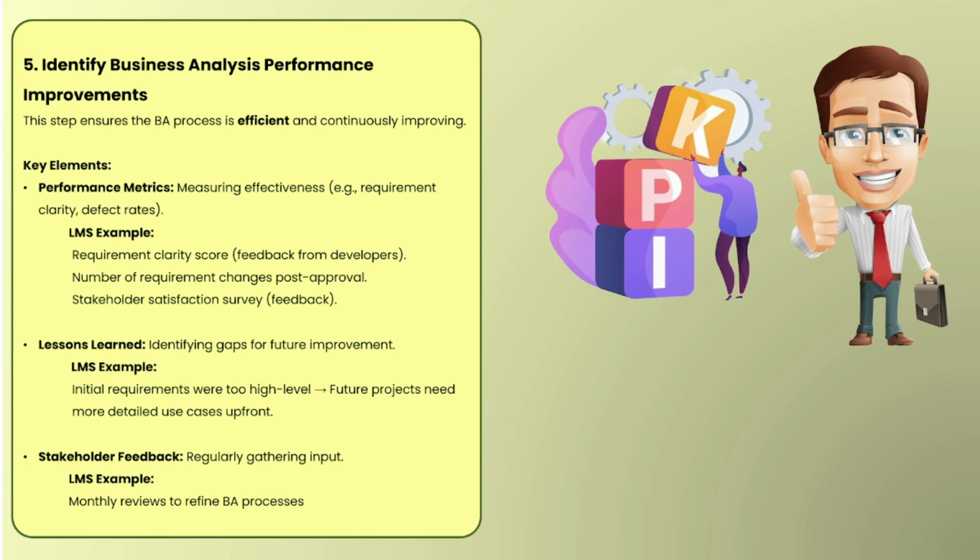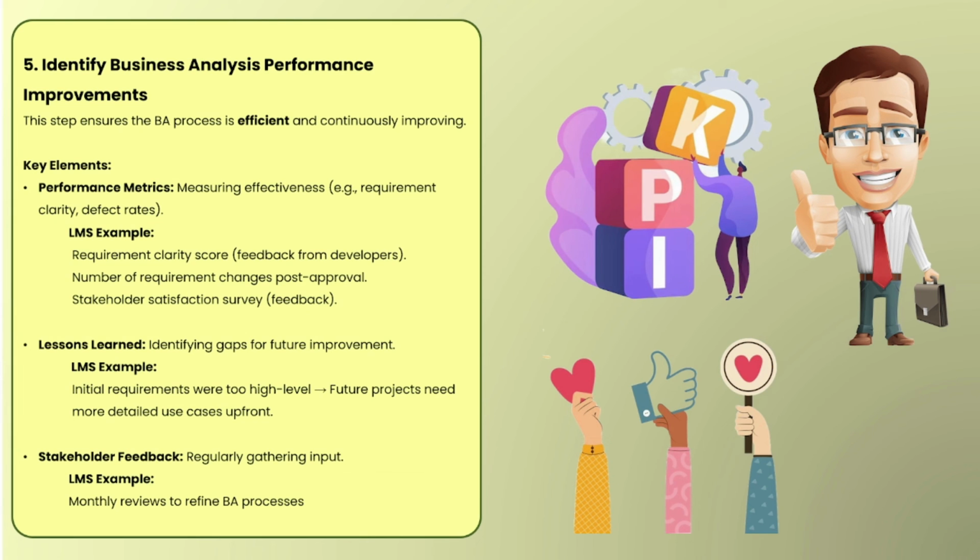Then last is stakeholder feedback, which means regular gathering of input. We generally ask the people involved what they think, what worked for them and what didn't, so we can keep improving the process. Generally monthly reviews are taken to refine the business analysis process. In this way, overall, we set up the BA process to become more efficient. So these are some key elements we follow while identifying business analysis performance and improvement.